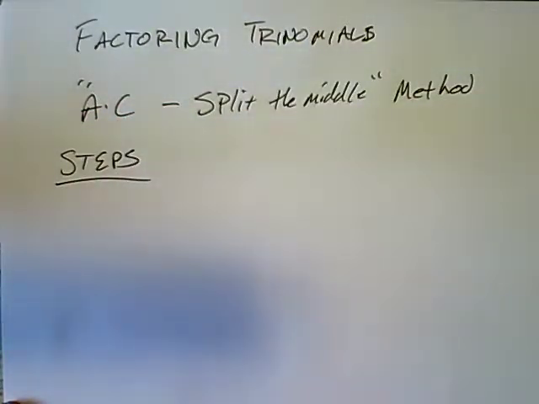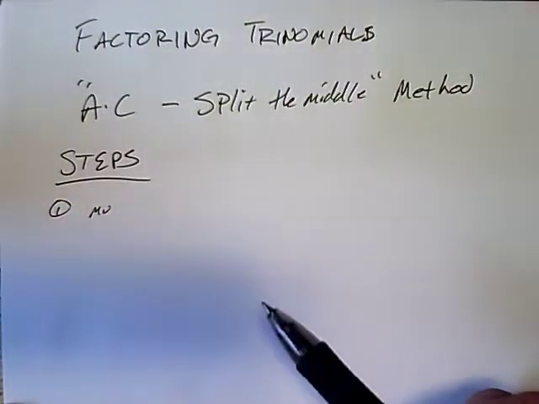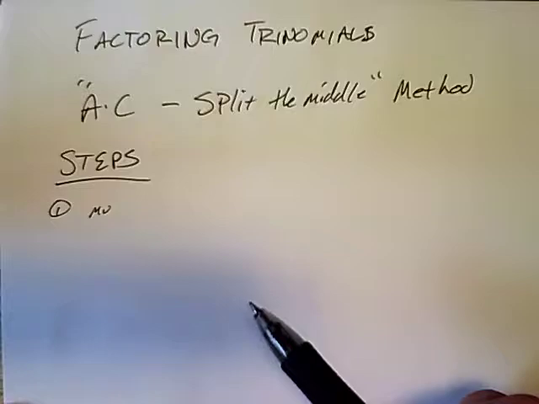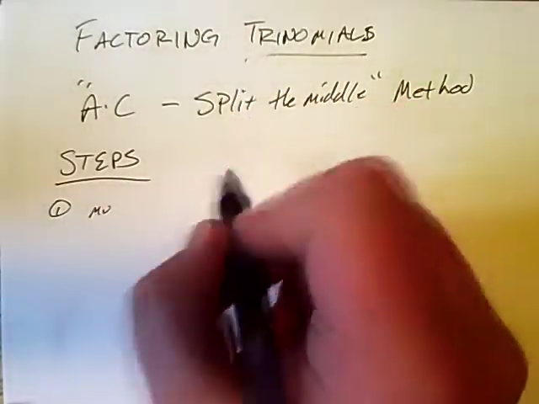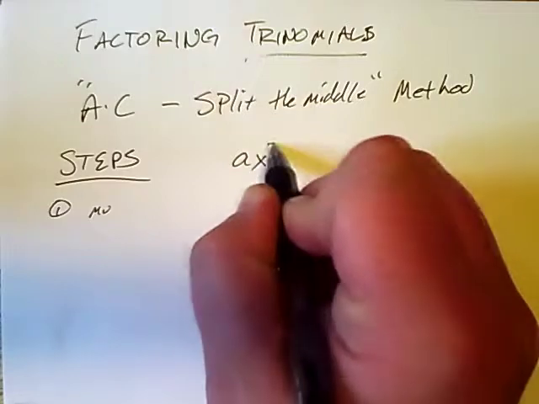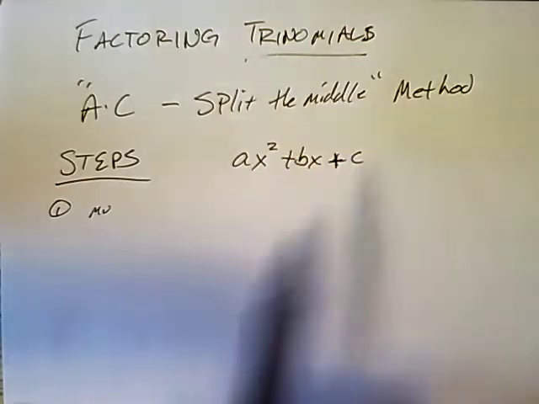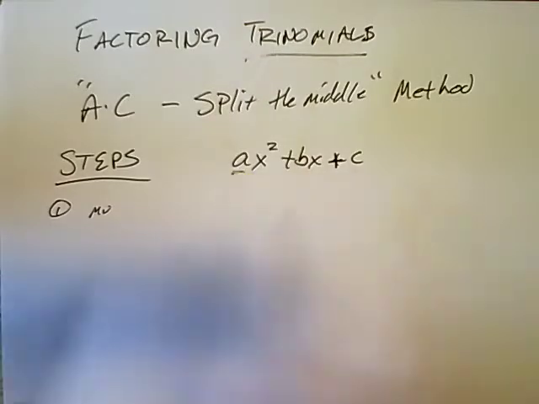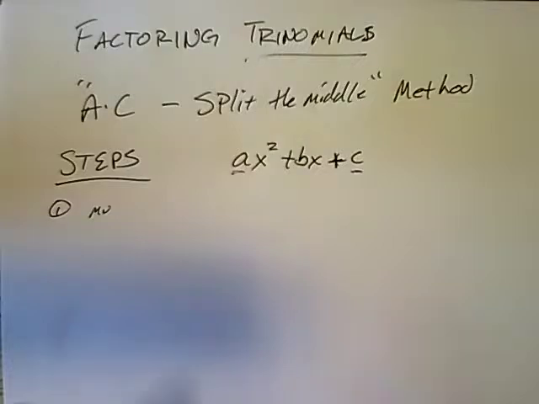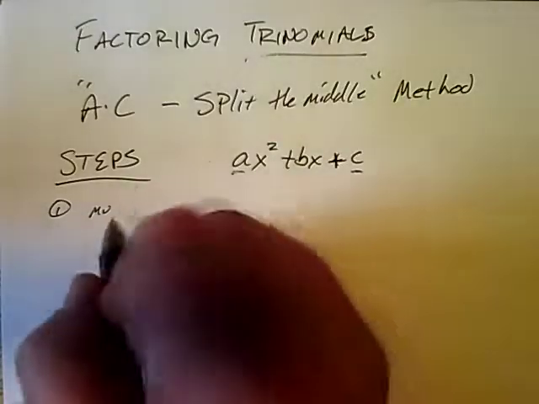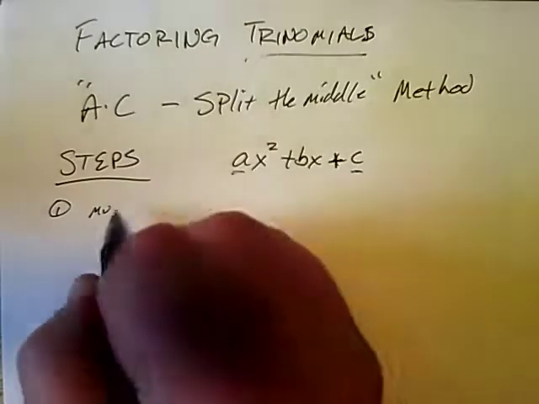Okay. So now here are the steps for the AC method. One, we're going to multiply. Well, wait. What's A and C? Well, we're dealing with trinomials, right? So the trinomials that we're going to be dealing with are in the form of ax squared plus bx plus c. Right? Where a is the number in front of x squared and c is the number by itself. Right? So that first number and the last number. So AC means multiply first number, last number.